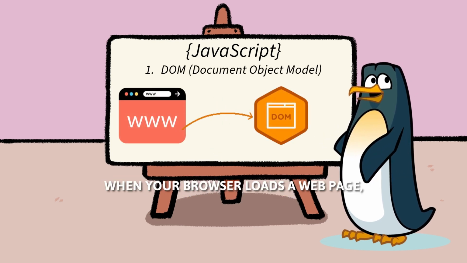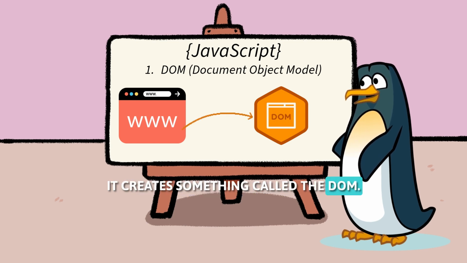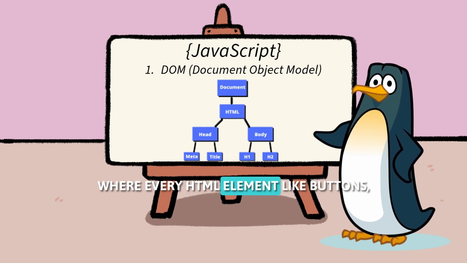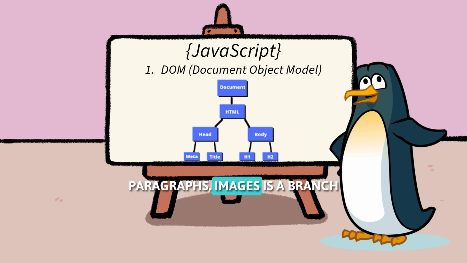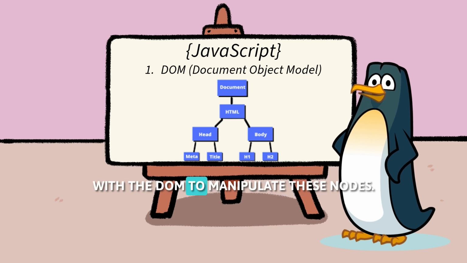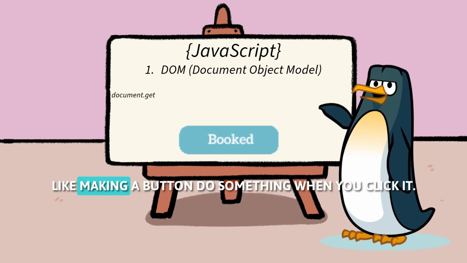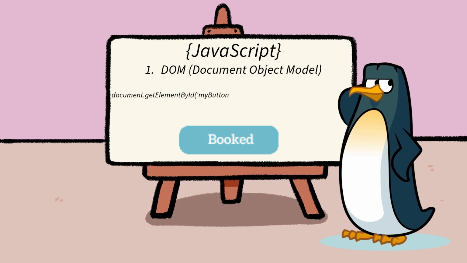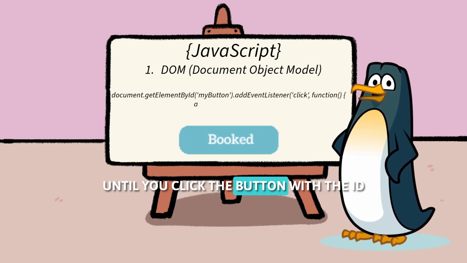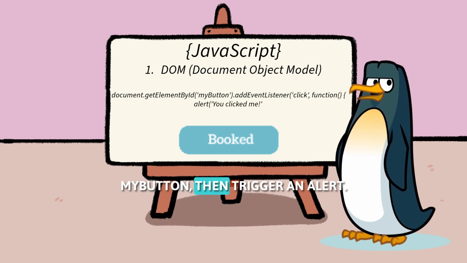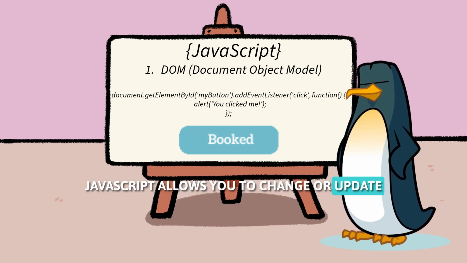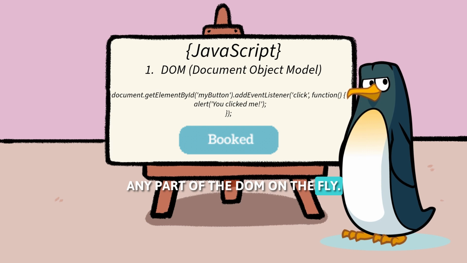When your browser loads a web page, it creates something called the DOM. Think of the DOM as a tree where every HTML element, like buttons, paragraphs, images, is a branch or a node. JavaScript interacts with the DOM to manipulate these nodes, like making a button do something when you click it. This simple line tells the browser to wait until you click the button with the ID MyButton, then trigger an alert. JavaScript allows you to change or update any part of the DOM on the fly.